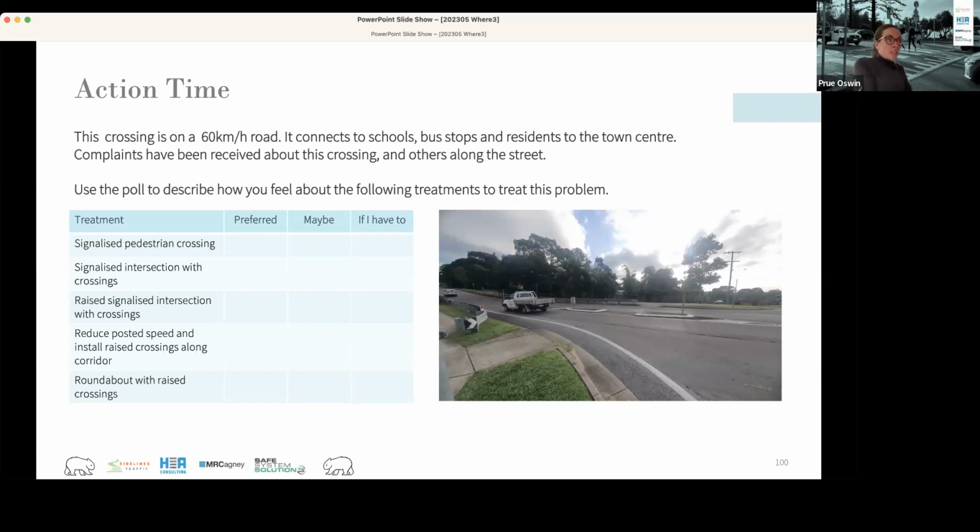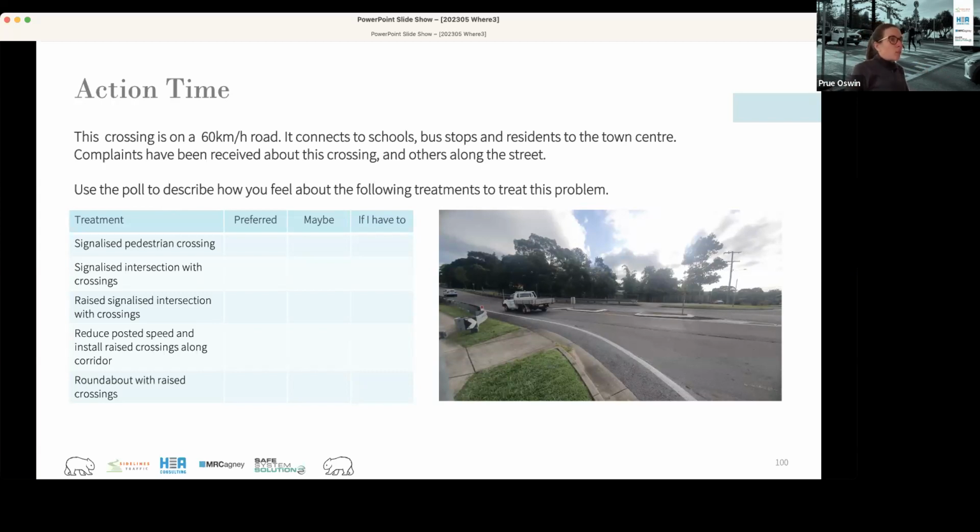Signalised intersections with crossings. So we've got similar with a maybe, and I think you probably need a little bit more information there. There are actually side roads just to the right here. So that would have an added benefit in terms of protecting right turning vehicles and those movements as well. So we could improve the safety for all occupants on the road. So that's a good option whenever there's a signalised pedestrian crossing required adjacent to intersections. That's something to consider.